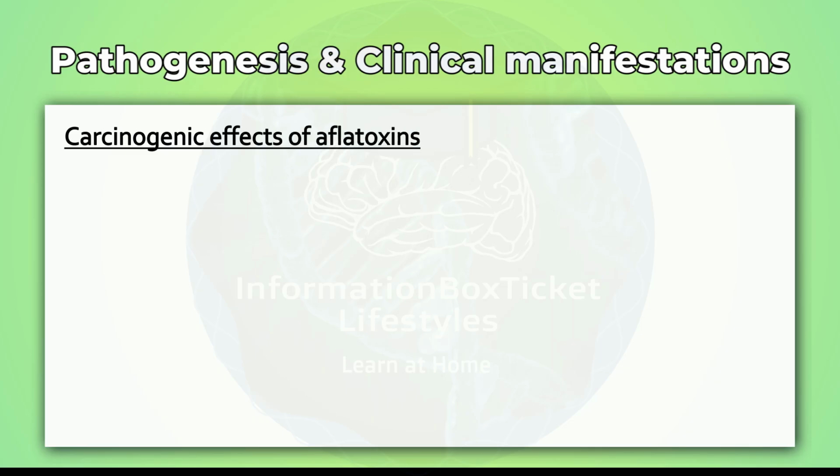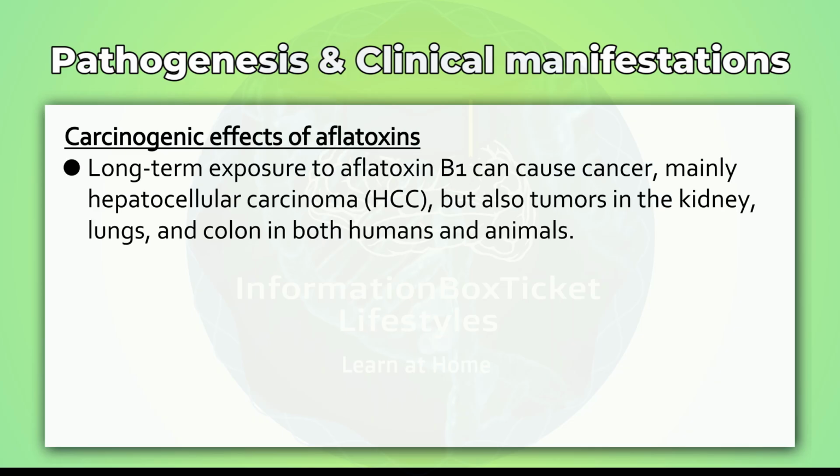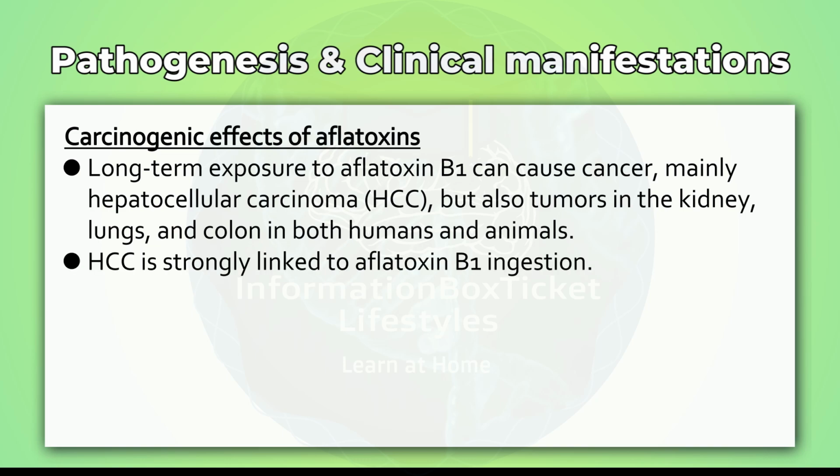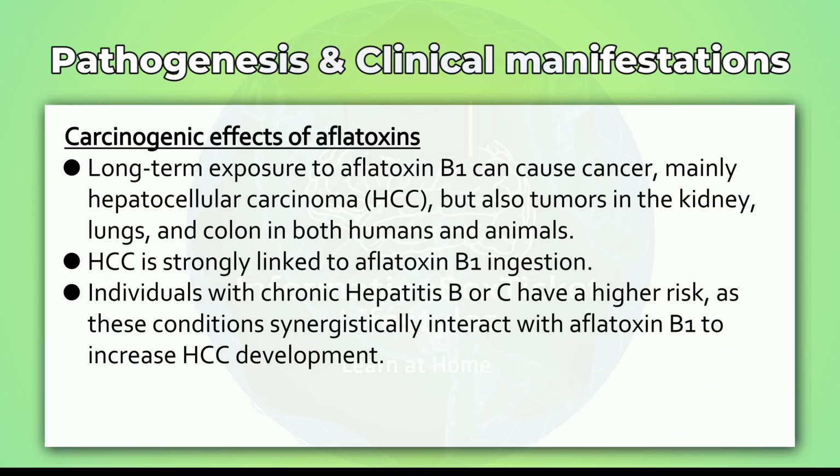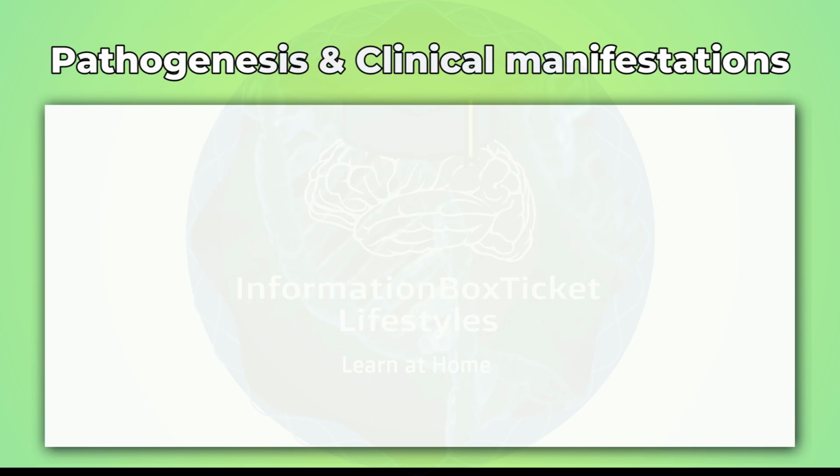Carcinogenic effects of aflatoxins. Long-term exposure to aflatoxin B1 can cause cancer, mainly hepatocellular carcinoma, but also tumors in the kidney, lungs, and colon in both humans and animals. HCC is strongly linked to aflatoxin B1 ingestion. Individuals with chronic hepatitis B or C have a higher risk, as these conditions synergistically interact with aflatoxin B1 to increase HCC development.